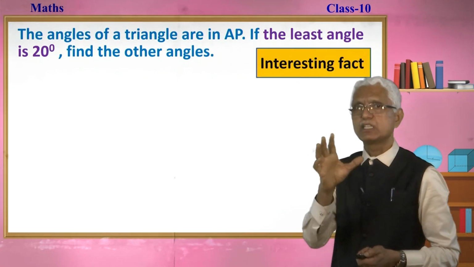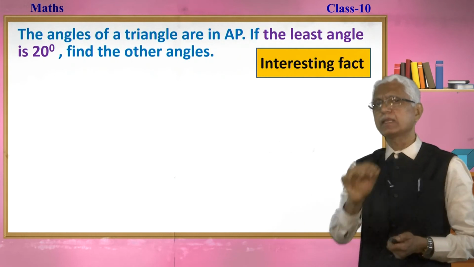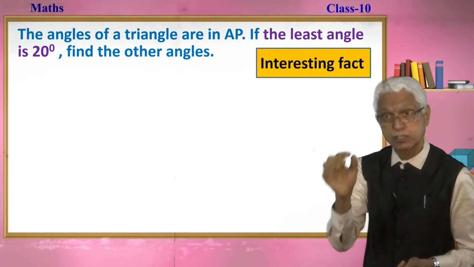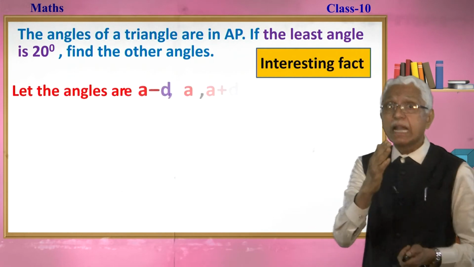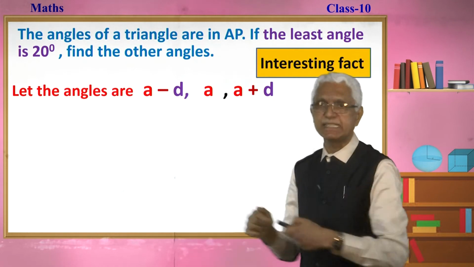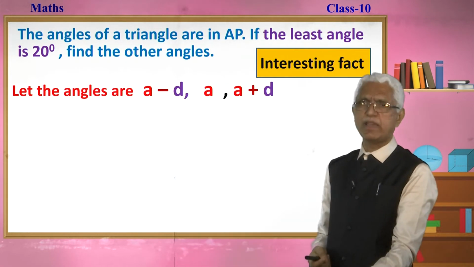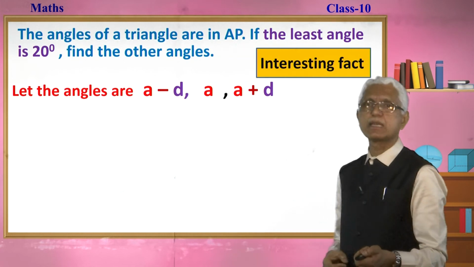Now, please observe. Same problem, just observe. The angles of a triangle are in AP. The least angle is 20 degrees. Find the other angles. Same problem, please note. Okay? Let the 3 angles be a minus d, a, a plus d. Now, I am taking it this way. Correct? Let us see what happens, whether we get the same solution.